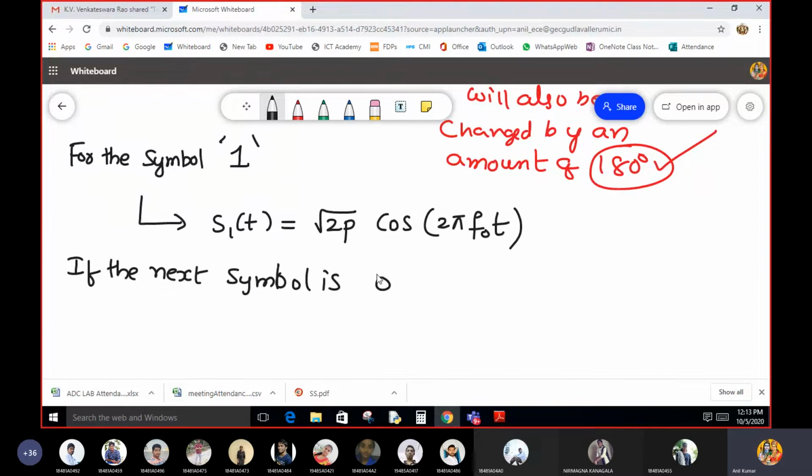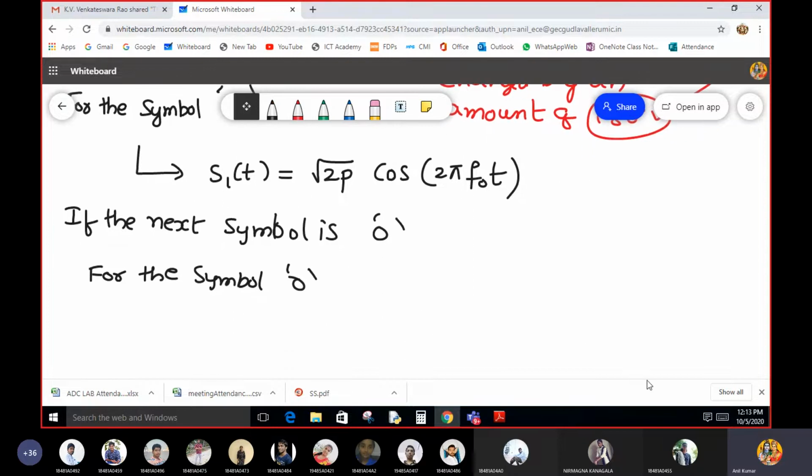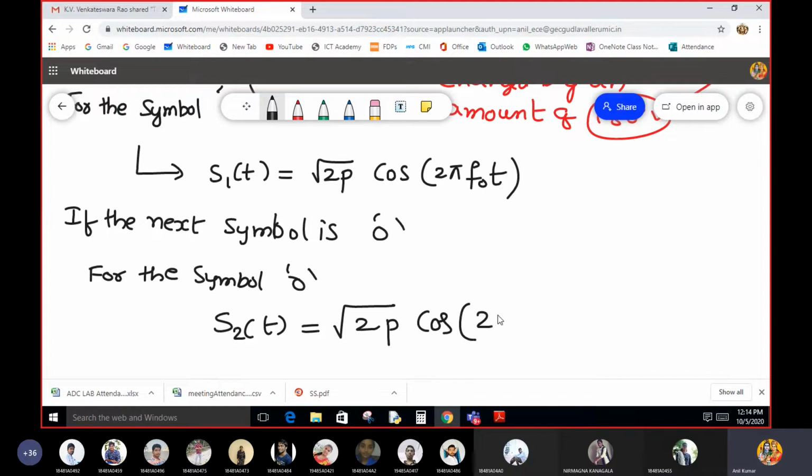for the symbol 0, what about the s2 of t? S2 of t is equal to the carrier signal, how will the carrier signal be for symbol 0? So this one will be equal to cos 2 pi f naught t. When going from 1 to 0, how much should the phase of the carrier signal change? Here it is 1.